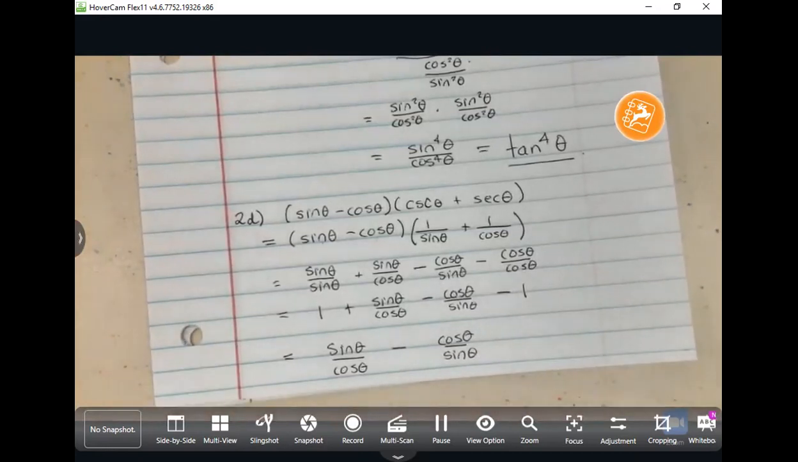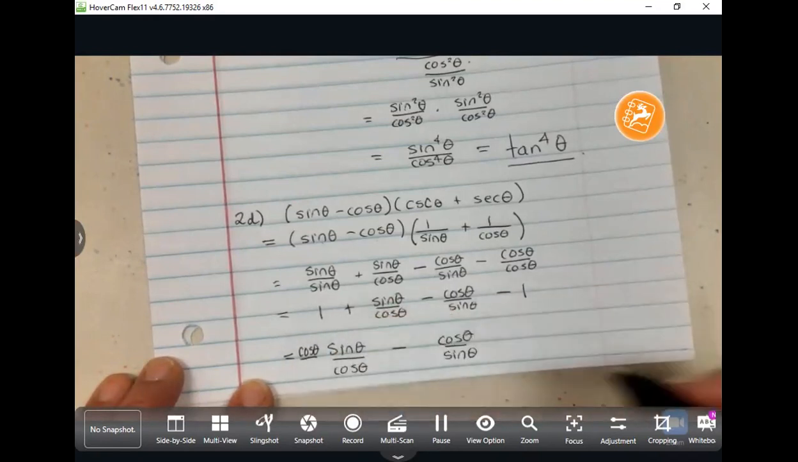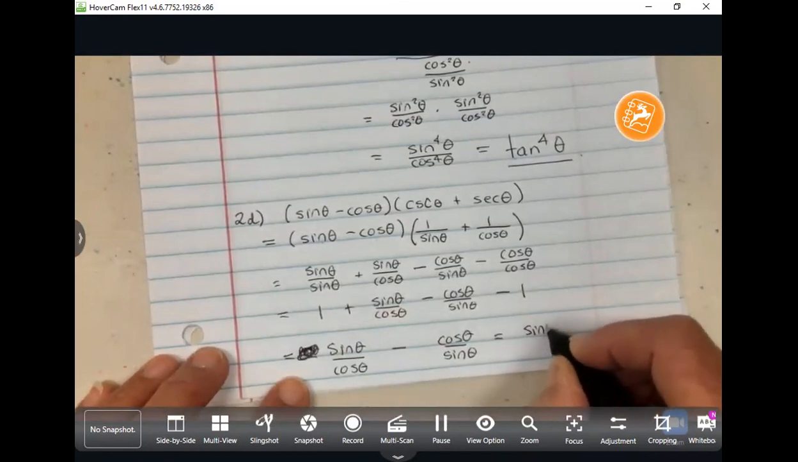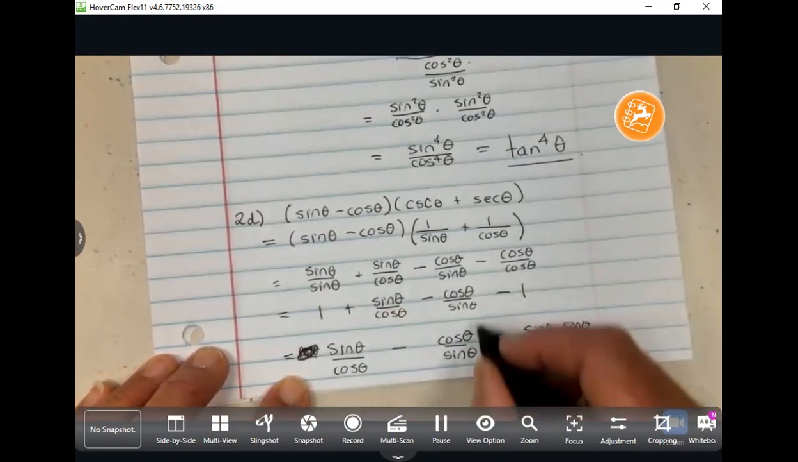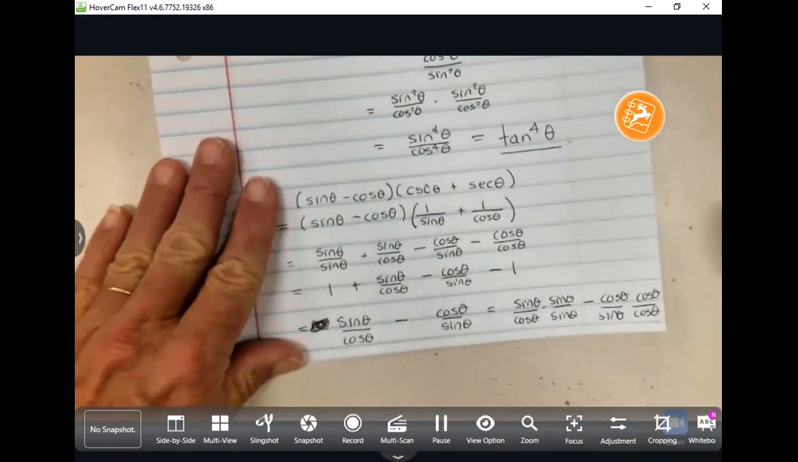What we have left is the subtraction of two fractions. That can only be done if they have a common denominator. The common denominator is cosine times sine. So I'm going to multiply this first fraction by the cosine over the cosine. Oops, sorry, sine over the sine. Let's take that away and go to the next line. Times the sine of theta over the sine of theta. I'm going to multiply the second fraction by cosine over cosine. And now they have the same denominator.